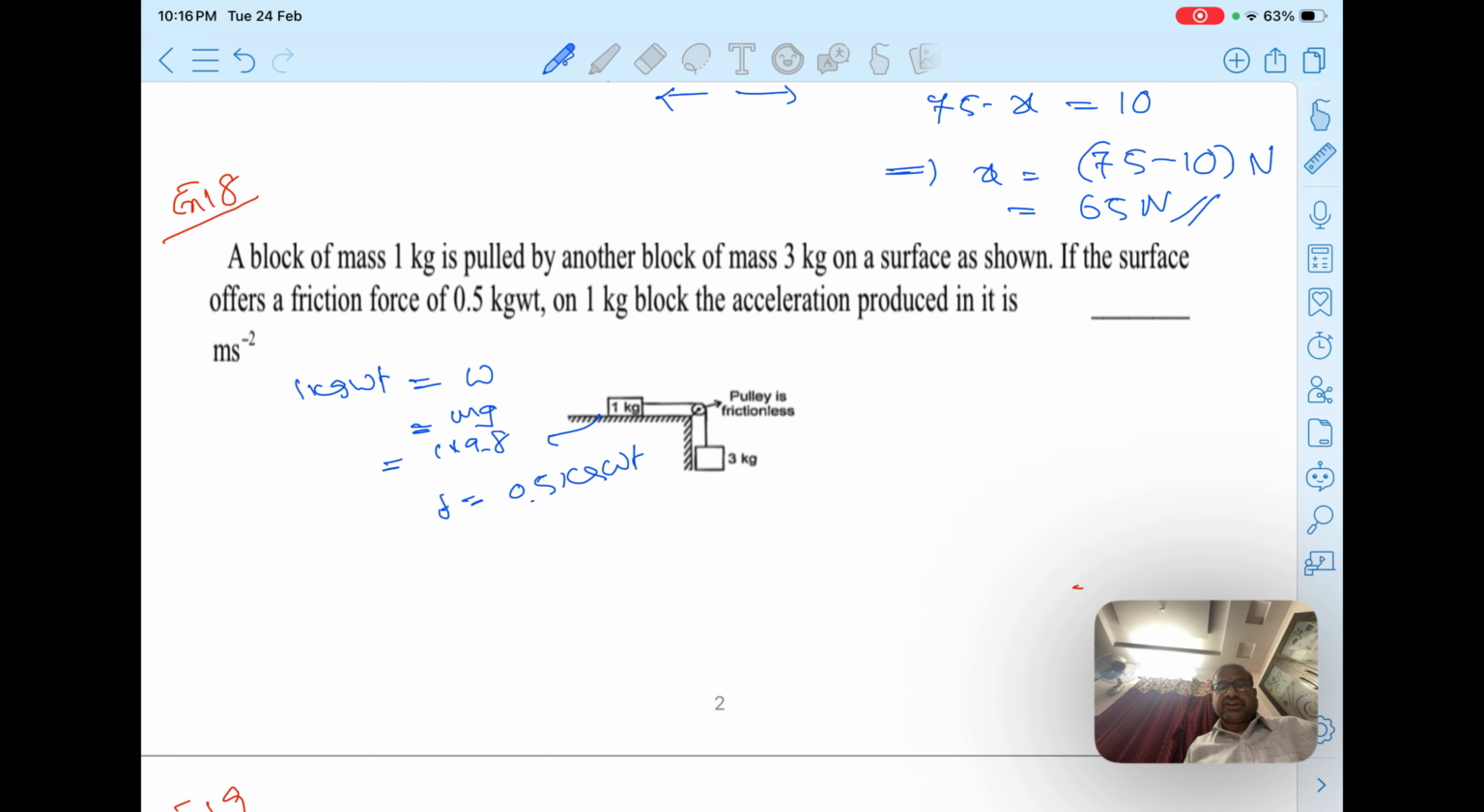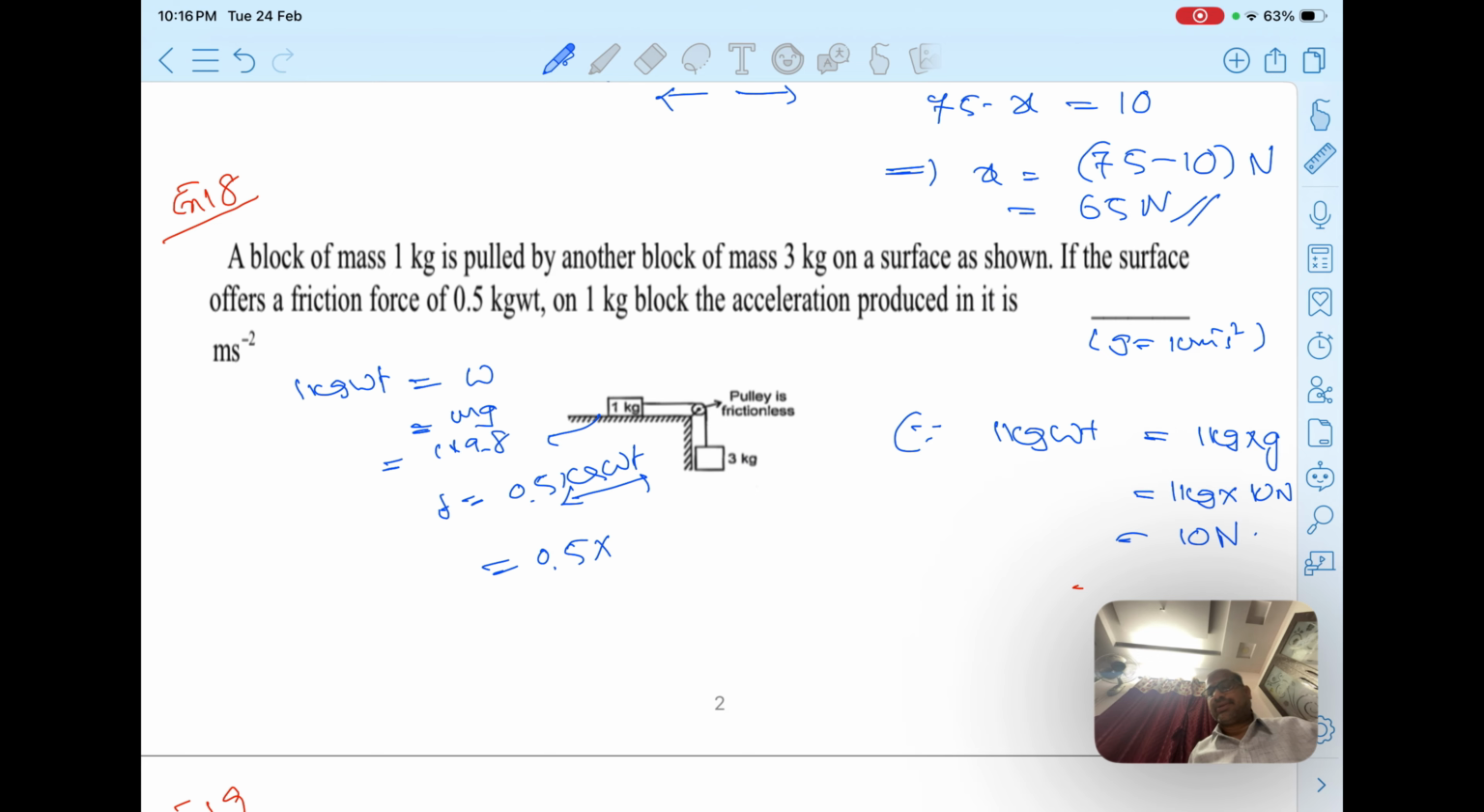Now approximately for calculation, if I give in the bracket, say take g as 10 meter per second square for calculation purpose. So 0.5 kilogram weight means 0.5 into 1 kilogram weight, which is the weight of a body of mass 1 kg. So 1 kg into g, 9.8, but I gave 10 here, so that becomes 10 Newton, or else you should write 9.8 Newton, the exact value. So 0.5 into 10 Newton will be 5 Newton.